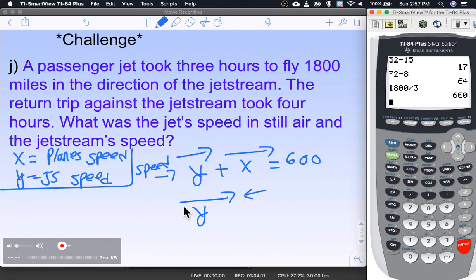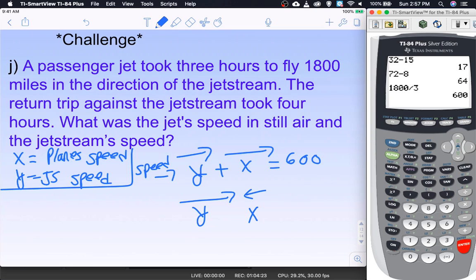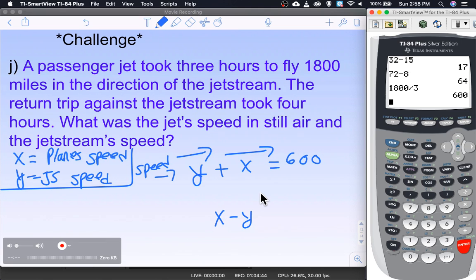Now on the way back, the wind is still going the same direction. The wind is the same speed. But now the plane is going against the wind. The wind speed and the plane's speed will be subtracted from each other. And technically speaking, it would not go y minus x, it'd be x minus y. So I'm just going to reverse this here, because the plane is going faster than the wind, so you need the bigger number first.